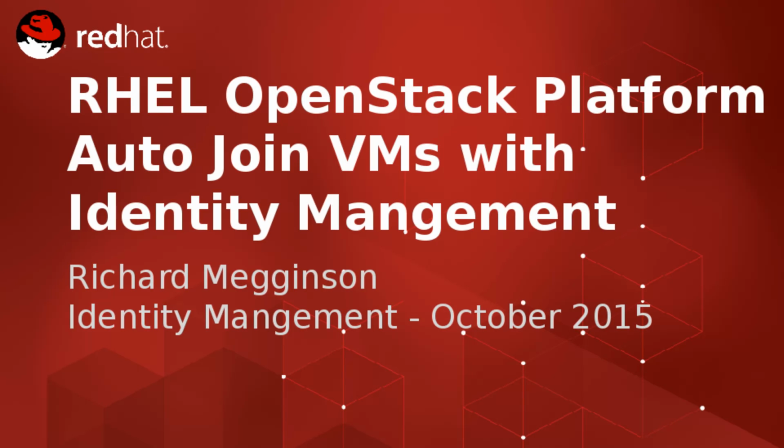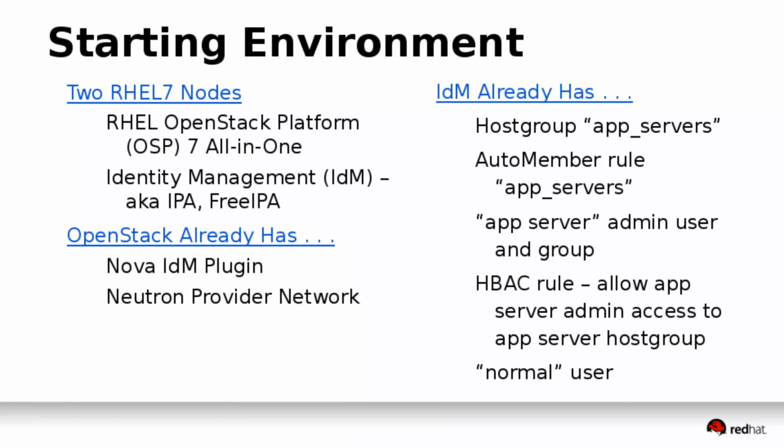This is a demonstration of using identity management to automatically join virtual machines created with RHEL OpenStack Nova. We have two RHEL 7 nodes. One is running RHEL OSP 7 in an all-in-one configuration. One is running identity management. The OpenStack node already has the Nova Identity Management plugin and is set up to use the Neutron provider networking.